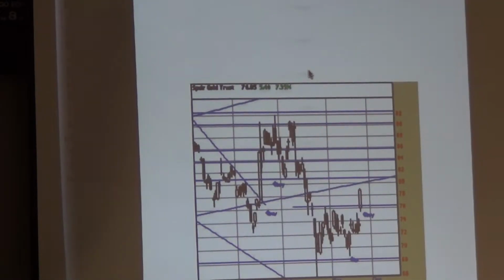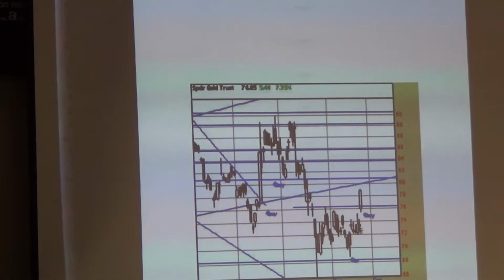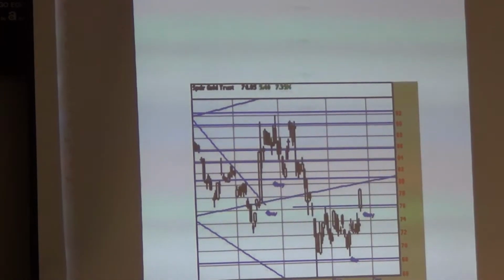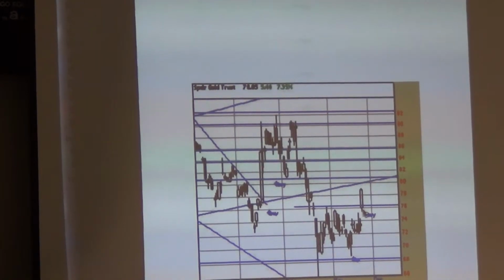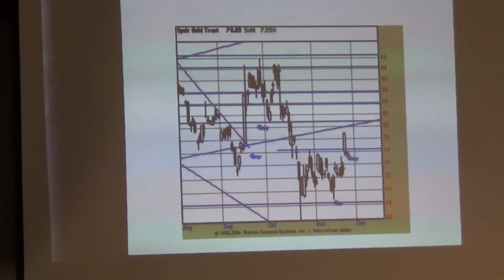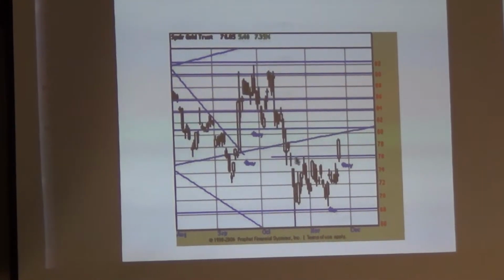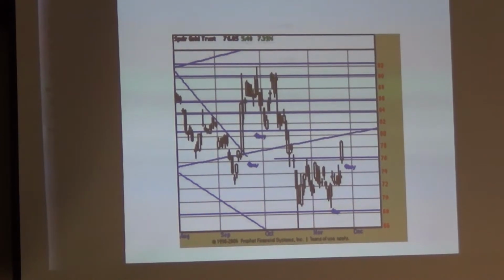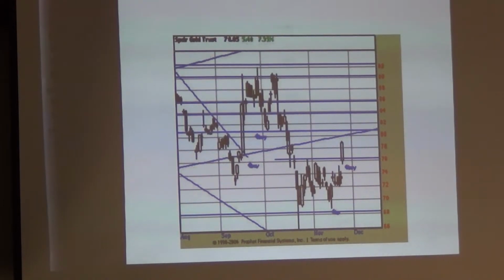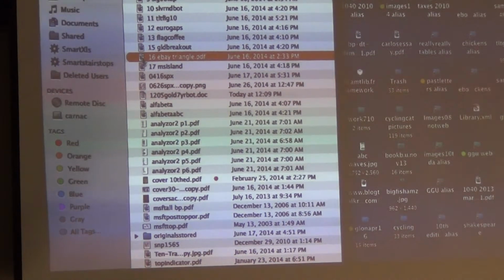Here is another example of a kind of signal. You have a congestion zone, and then you have a power bar powering across a resistance line, or you could call it a horizontal trend line. The violation of a trend line is always of interest.